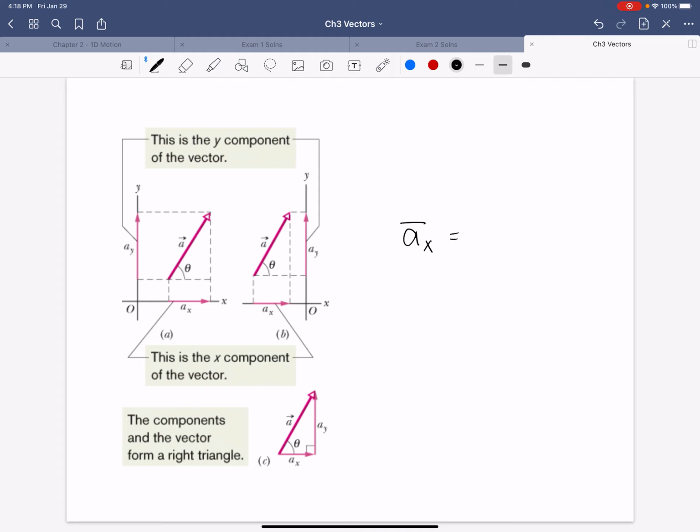And so if you were to write the full A of x vector itself, you have the magnitude, which is just the component of A in the x direction, times its unit vector, i hat. And similarly for the y component, A sub y times j hat. Okay. By the way, these components' magnitudes always must be less than the overall magnitude of the vector, right?